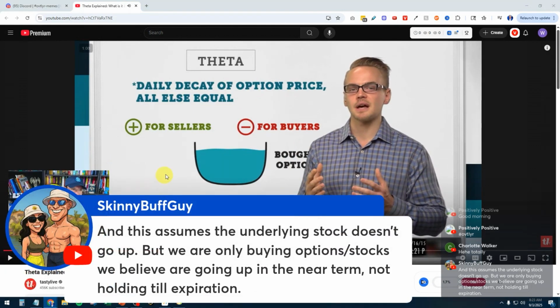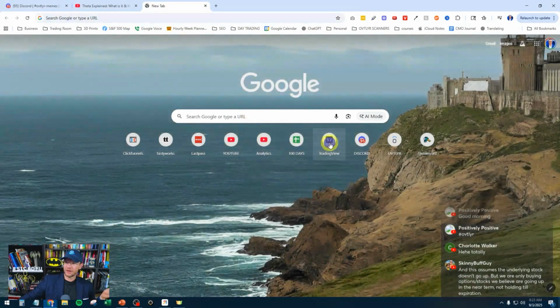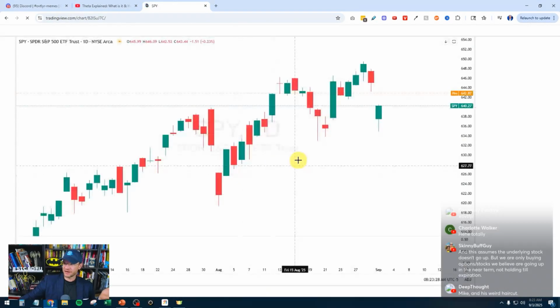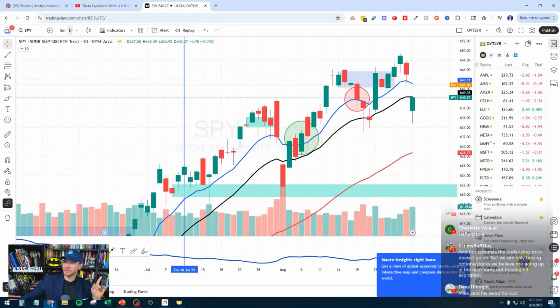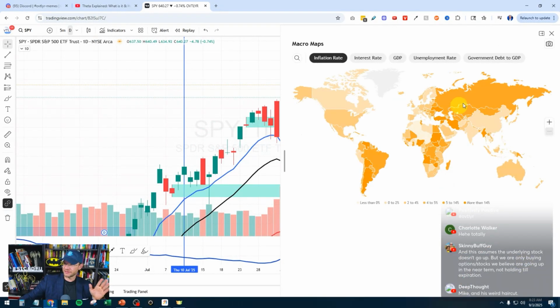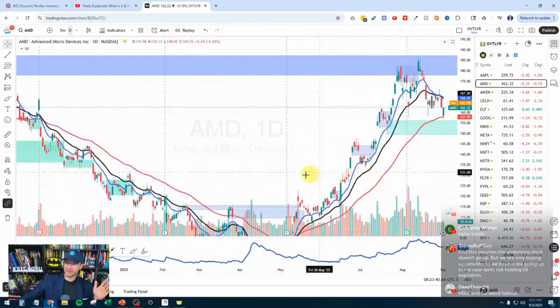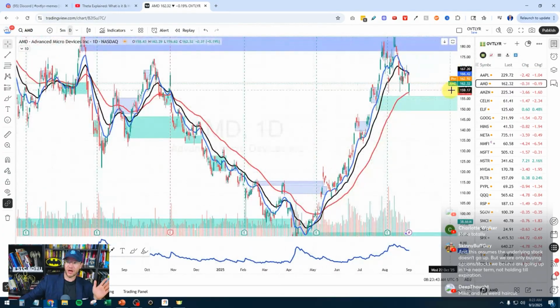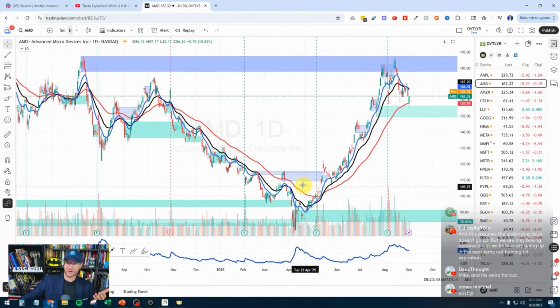Boom. Skinny buff guy, he literally just said that. All else being equal, if the price of the stock doesn't change, well, why are you buying the calls anyway? Or if it's in a downtrend, why are you buying the calls if the price of the stock is going down? Right? You want to be buying stock, you want to be buying... hang on, I don't want to. No, stop. That's kind of cool though. But no. You want to be buying options as the price is crashing up, not as the price of the option is crashing down.